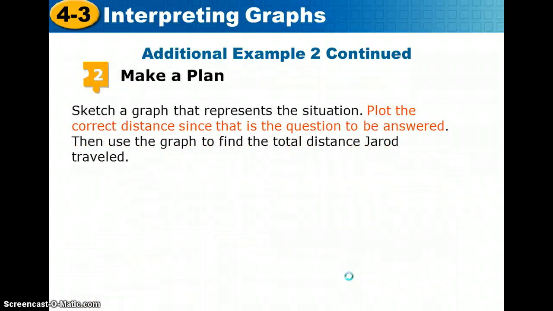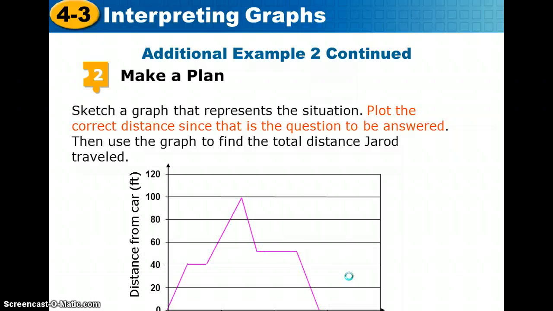Let's make a plan. So we're going to sketch a graph and plot the correct distance since that is the question to be answered. And then we're going to use our graph to find the total distance he traveled. So our graph shows him walking 40 feet to pay for his electric bill, standing in line. He then walked back to get milk, 60 feet, so 40 to 60 takes us to 100.